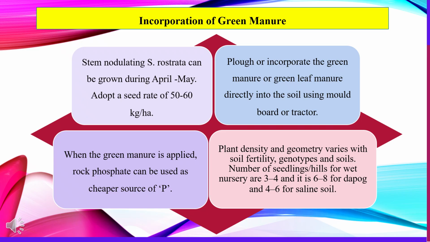Seedling density and planting geometry. Wet nursery, 3 to 4 seedlings per hill. Dapog method, 6 to 8 seedlings per hill. Saline soils, 4 to 6 seedlings per hill. Plant density and spacing may vary depending on soil fertility, genotype, and local conditions.